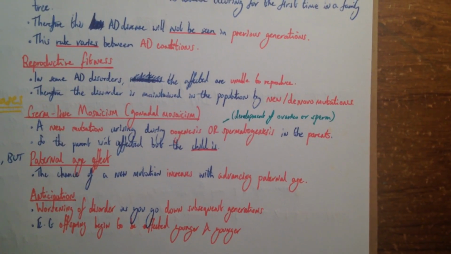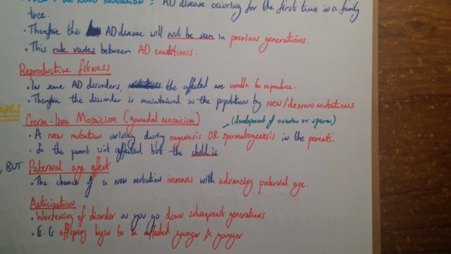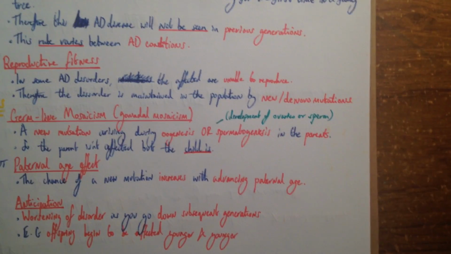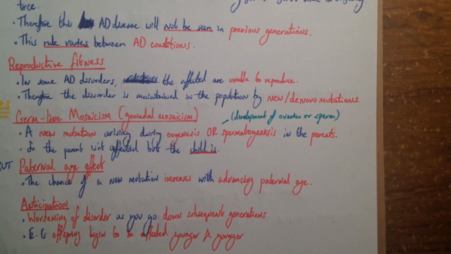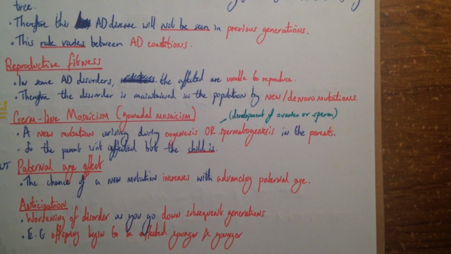Reproductive fitness. In some autosomal dominant conditions, the affected are unable to reproduce. Therefore, the disorder is maintained in the population by new or de novo mutations.